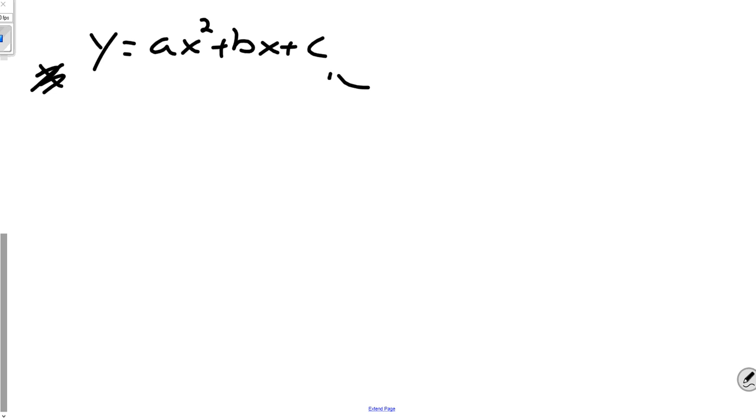Next thing I'll talk about is standard form. Y equals ax squared plus bx plus c. This is standard form. Now, in standard form alone, just looking at the equation, all you know is that this value here is your y-intercept. But standard form can also find you the x-intercept.